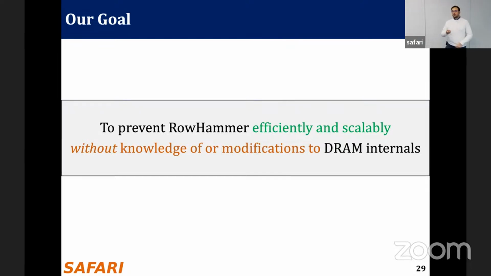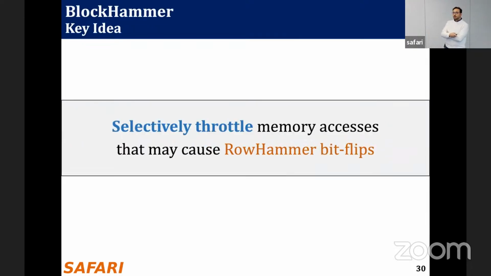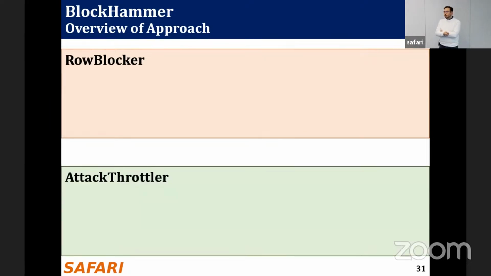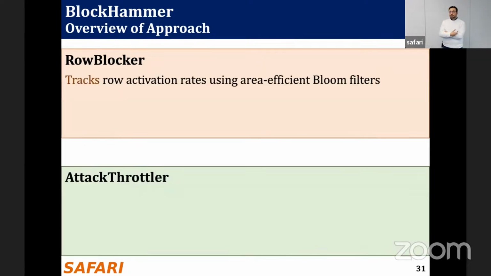Our goal here is to prevent RowHammer efficiently and scalably without knowledge of or modifications to DRAM internals. Our key idea is to selectively throttle memory accesses that may cause RowHammer bit flips. BlockHammer consists of two main components. The first one is called RowBlocker, and the second one is called AttackThrottler.